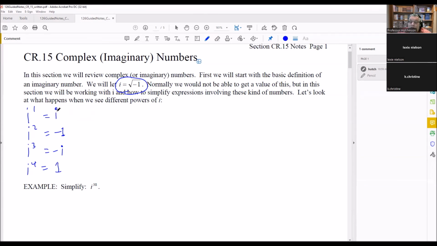And then what happens after this is if I start over again, the pattern repeats itself every 4 times. By the way, i to the 0 is also equal to 1. So if I have i to the 0, 1st power, 2nd, 3rd power, I have 1, i, -1, -i. Well then, starting from i to the 4th power, the pattern's going to repeat itself over again. It'll be 1, i, -1, -i. The pattern repeats every 4 times.